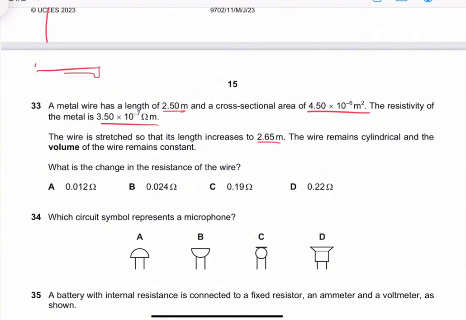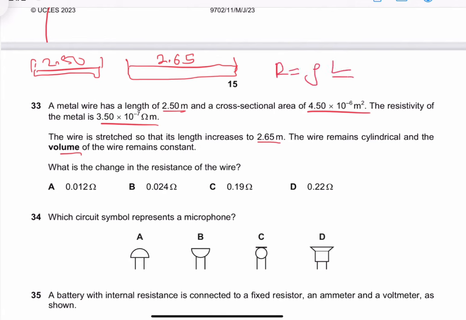So we have this wire with a length of 2.50. Now it's stretched, it's longer, and its length is now 2.65, okay? Very important. The volume remains constant. What is the change in the resistance of the wire? We know that resistance is equal to rho L over A, right? So I need to find the length, the area, and the resistivity. I already have all of those.